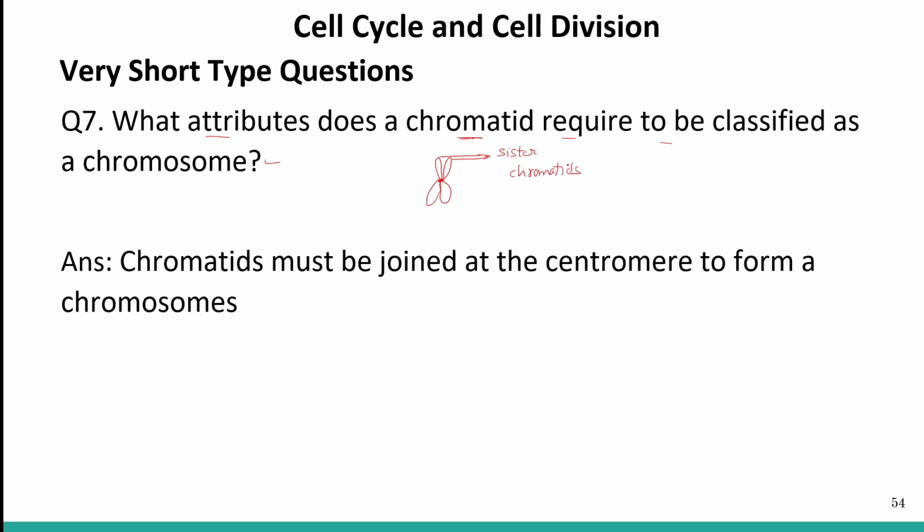Alright. So what do attributes mean? What characteristic should a chromatid have to be classified as a chromosome? So the answer should be that the chromatid must be joined at a centromere. Because of the centromere, two chromatids are joined together and they form the chromosome. So the answer is chromatids must be joined at the centromere to form a chromosome. They should consist of a centromere.